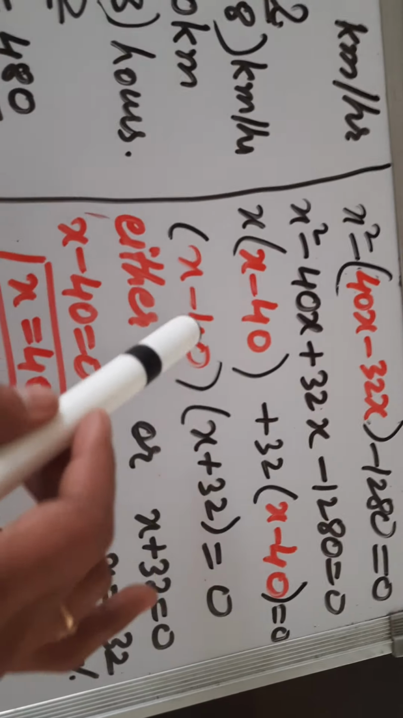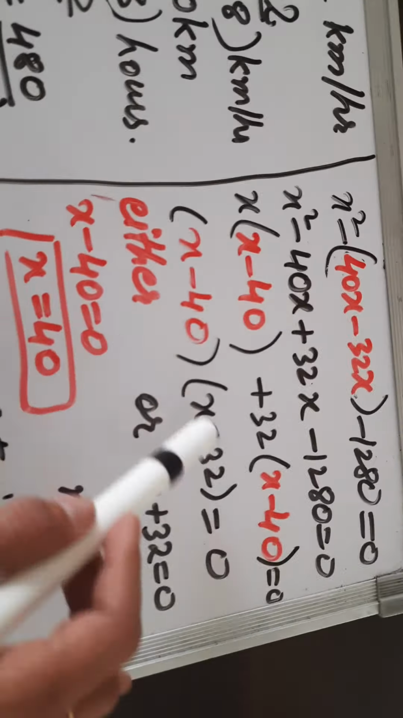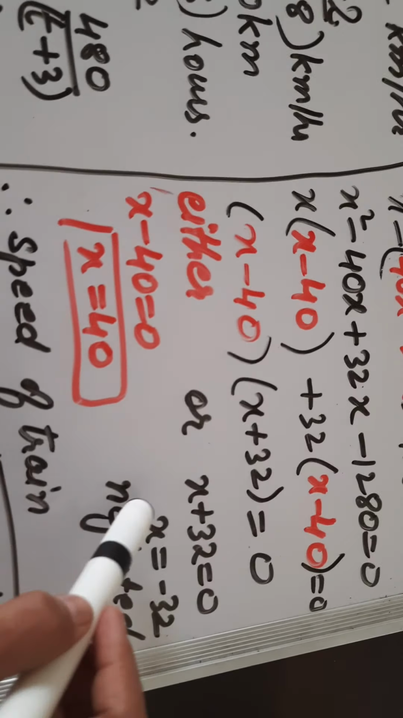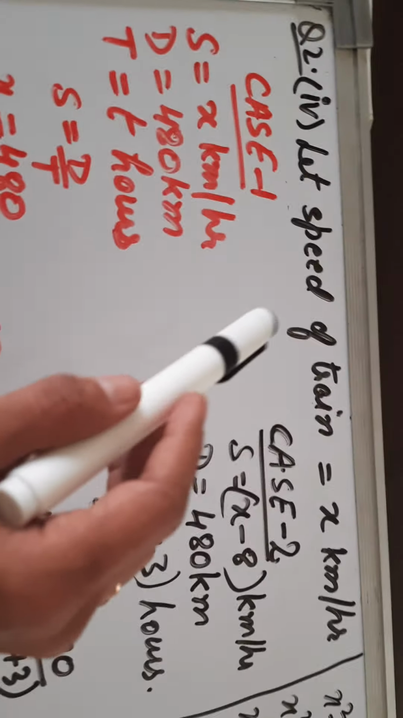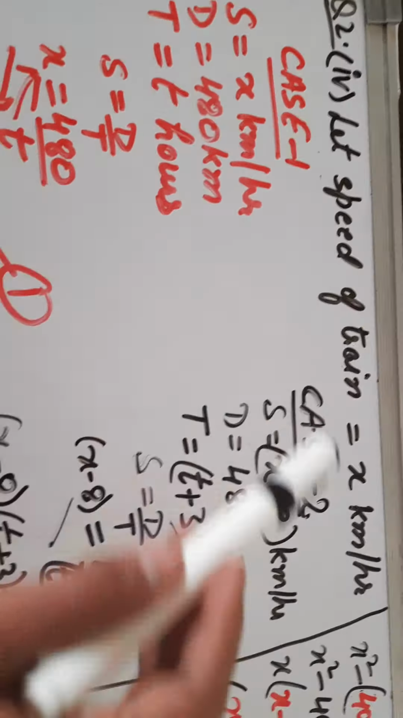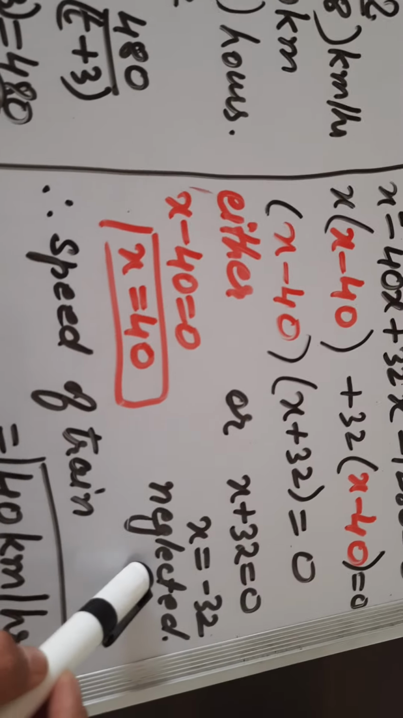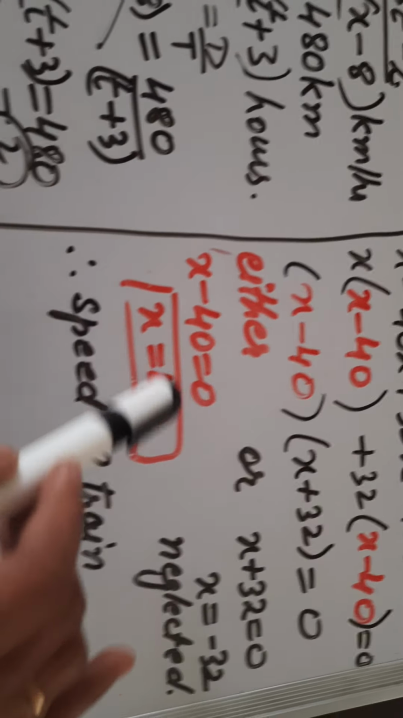Then you will get two factors in this way: x minus 40 into x plus 32 is equal to 0. Now either the first factor is equal to 0 or the second factor is equal to 0. In this factor we'll get x is equal to minus 32. Again a negative value is here, and as you can see the speed of the train can't be negative, so we'll write neglected. Dear students, this word is also very important to write. So we will write neglected, and from this factor x minus 40 is equal to 0, we'll get x is equal to 40, a positive value.